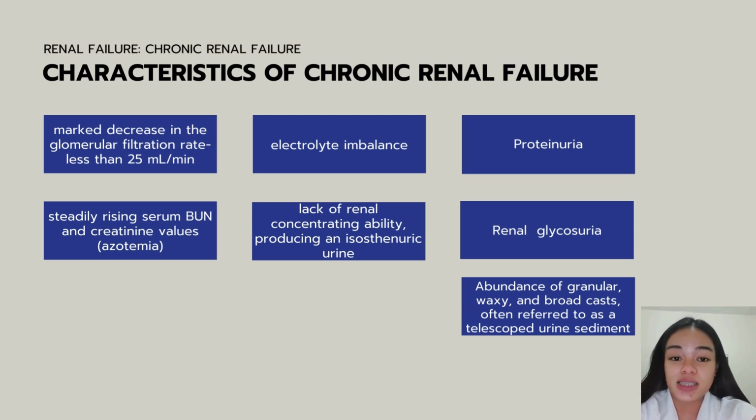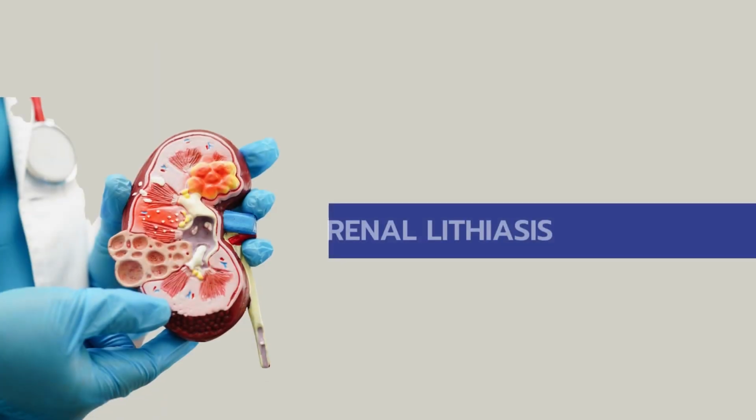In normal cases, small to negative amounts of proteins can be seen in urine. However, due to the defects in the glomerulus, it cannot effectively filter the proteins, primarily the albumin and glucose, which now cause the loss of these analytes in the urine. Lastly is the abundance of granular, waxy, and broad casts, often referred to as a telescope urine sediment. This may be seen along with the progression of acute renal failure to chronic renal failure.